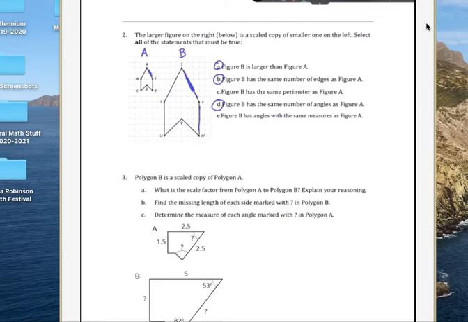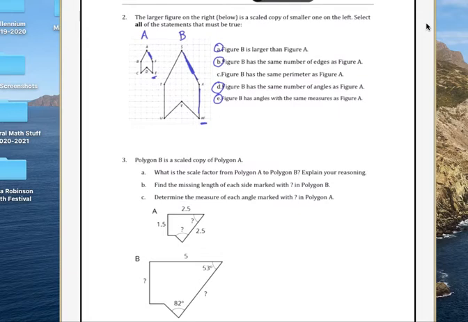Okay. And then finally, figure B has angles with the same measure as figure A. And that's a tricky one, but that actually does have to be true. They have to have the same angle measure, because if like angle W was a lot wider than angle E, again, it would change what the figure looked like, and it wouldn't be considered a scaled copy anymore. Okay, let's look at number 3.